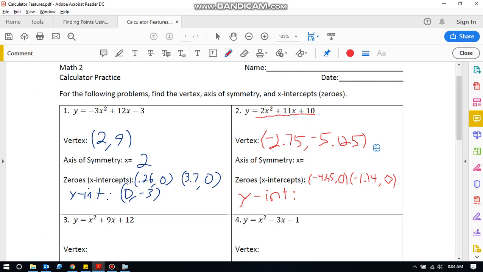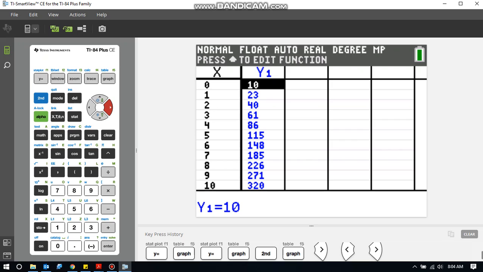So we go back to our sheet and we put it in. 0, 10, and you're done. No boundaries, no tracing, no nothing. Again, this is probably the easiest one you'll find. Once you find where x is 0, then that's where your y-intercept is. If you have any questions, let me know.